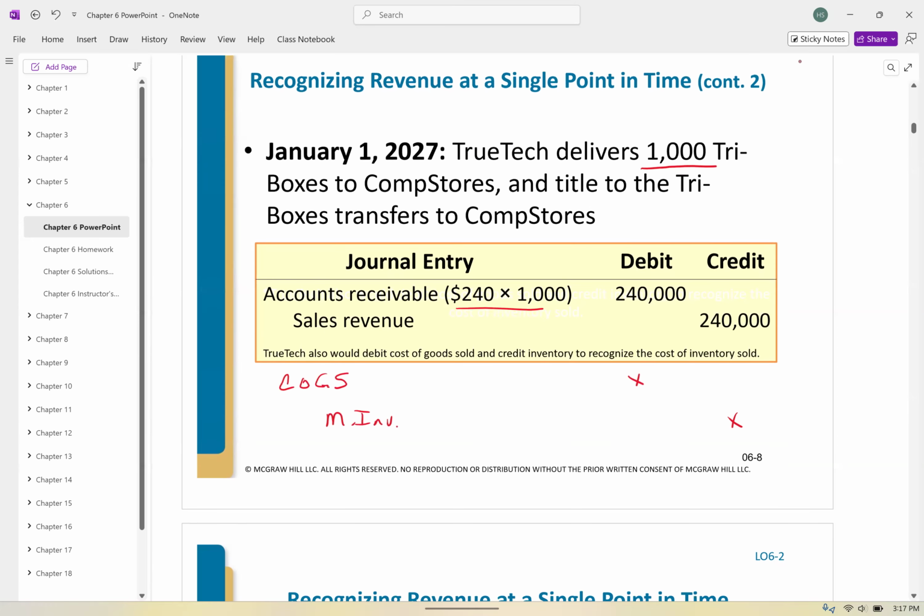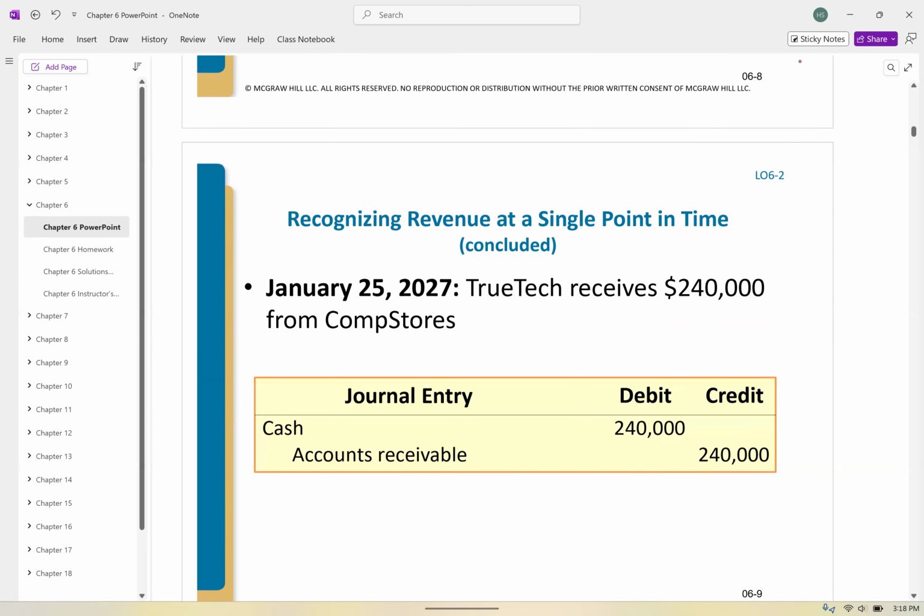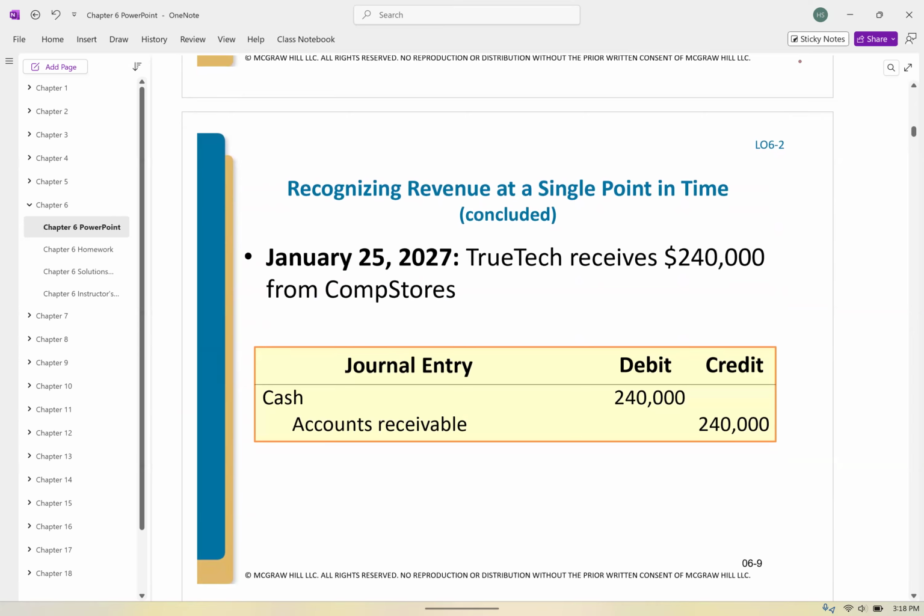Okay, so they didn't get cash. They got a promise to pay cash sometime in the future. And so on January 25th, TruTech receives $240,000 from comp stores. So we increase cash, decrease the accounts receivable. The accounts receivable just holds it for us until we get the cash. Accounts receivable is an asset. A lot of students don't think it's an asset because we haven't gotten the cash yet. It is an asset. They owe us money.